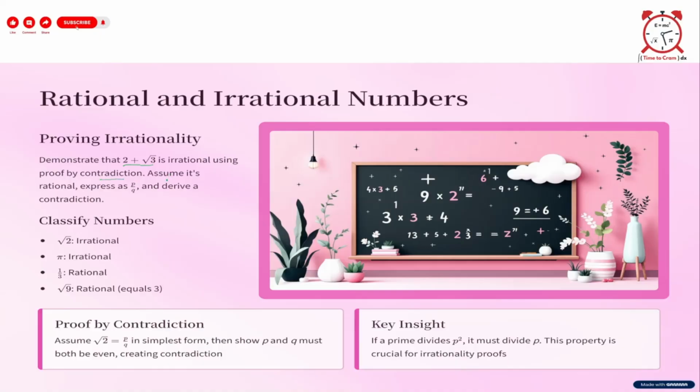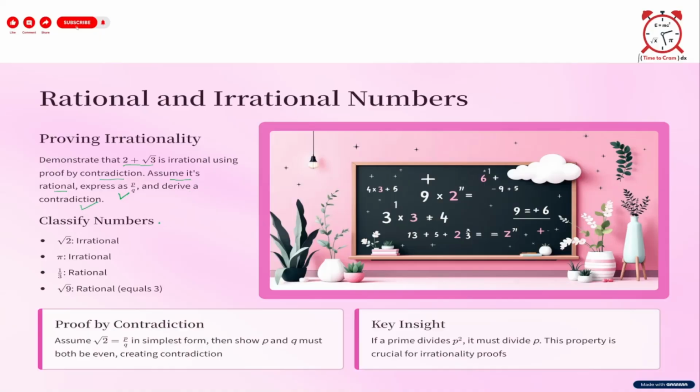Some tips are here. This type of sum is already solved in the model question papers, model question paper 1, 2, 3 and 4. You can go and check there. The stepwise proper method is there, so here only the tips. Assume it is rational. Then express it as p upon q and derive a contradiction.